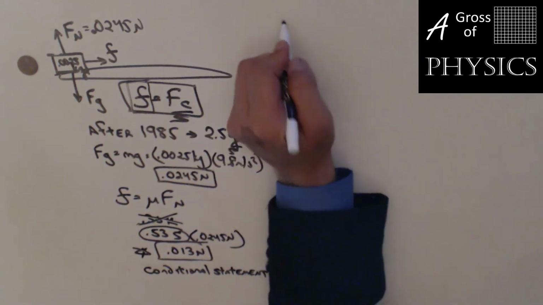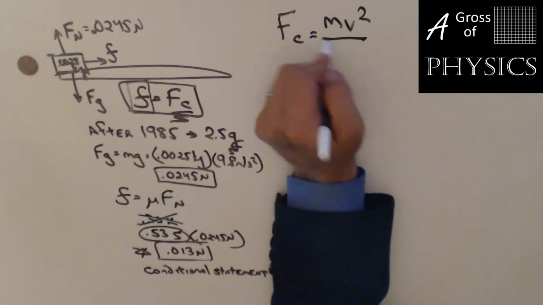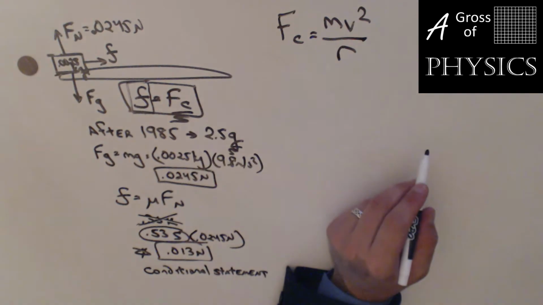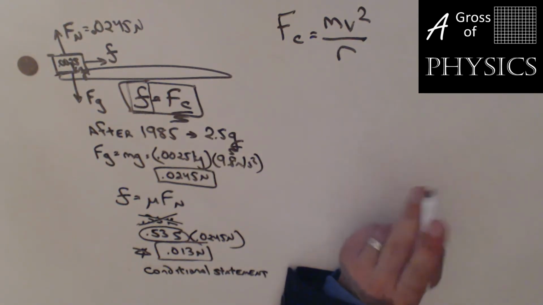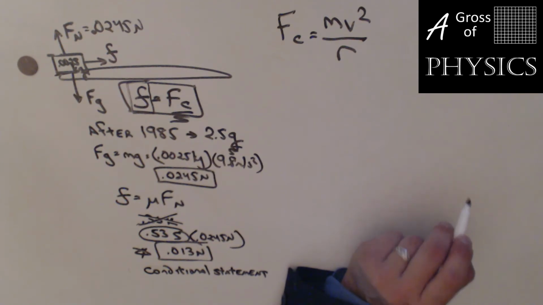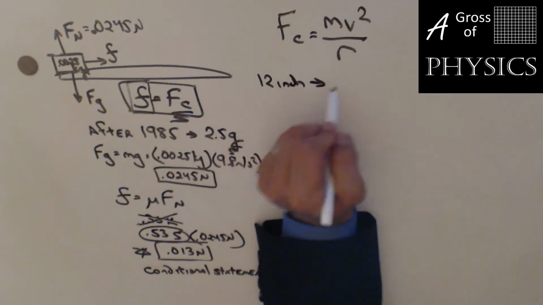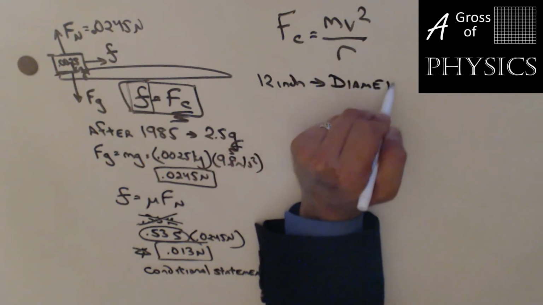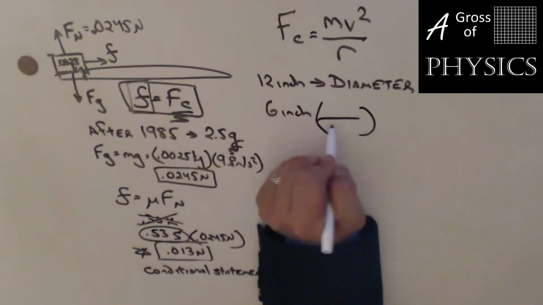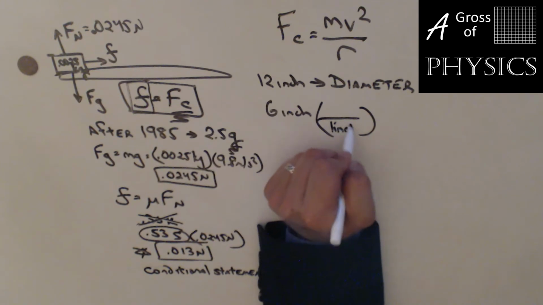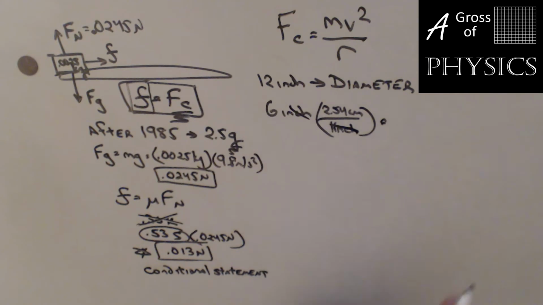Now, how do you find the centripetal force? Well, that's mv squared over r. The mass we have, it's 0.0025. The v is going to be different, and the radius is going to be standard. The problem is we have a 12-inch vinyl record. So 12 inches is the diameter, which means we have a 6-inch radius, and we have to look up that 1 inch is 2.54 centimeters. Cross out the inch. Let's calculate.